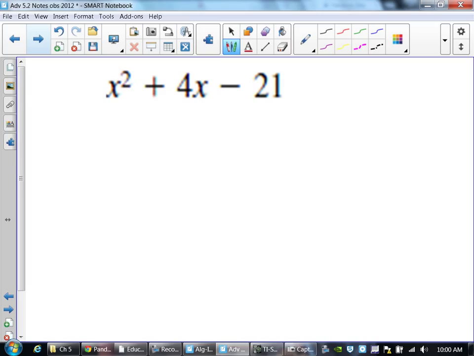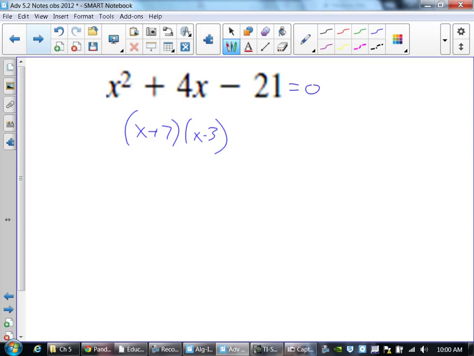What times what is negative 21 and you add together to get 4? 7 and 3. Which one's positive, which one's negative? Either one. Now, let me ask you this then. What changes if it asks you that? X equals negative 7 and X equals 3.